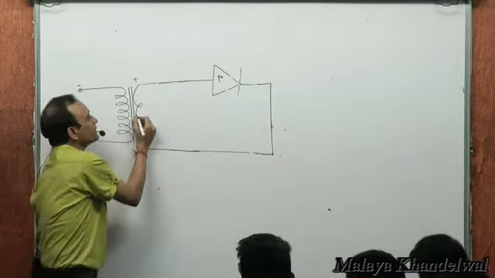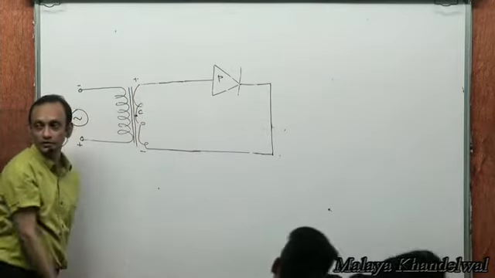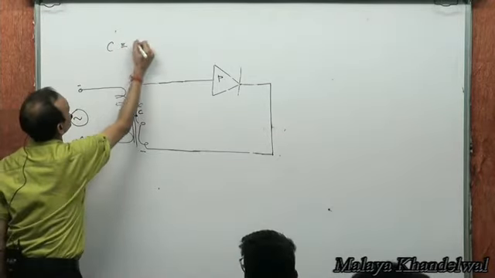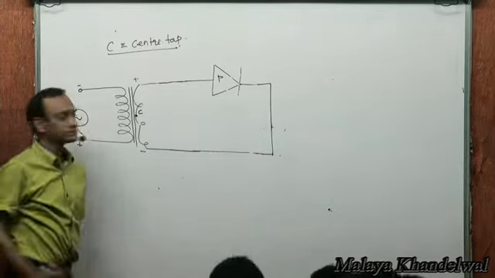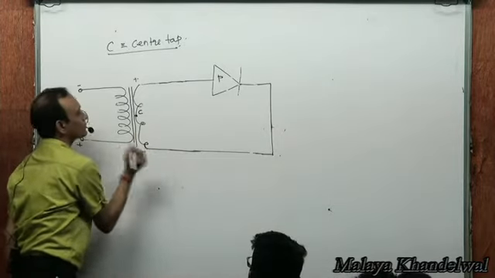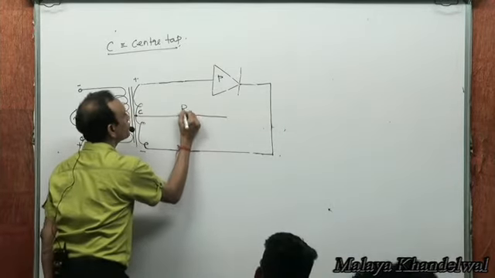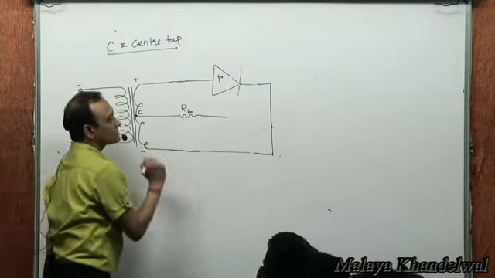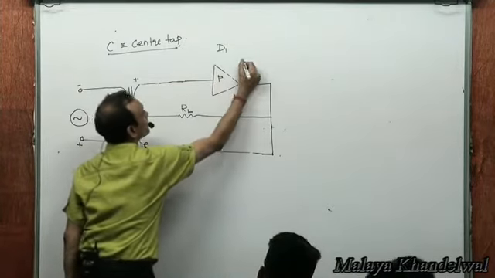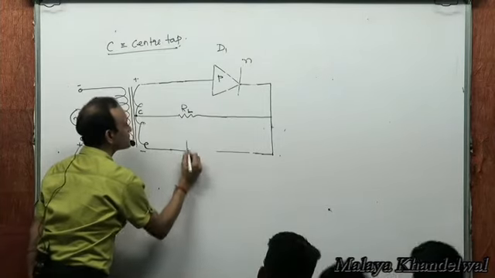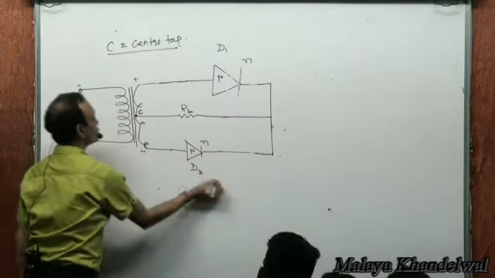If I take a point here, which is generally called the midpoint C of this secondary coil, it's also called the center tap. C is the center tap. And this is my load. I do this. And this is my diode D1. And there is another diode that I have, which is D2. This is another diode D2, which is connected like this.